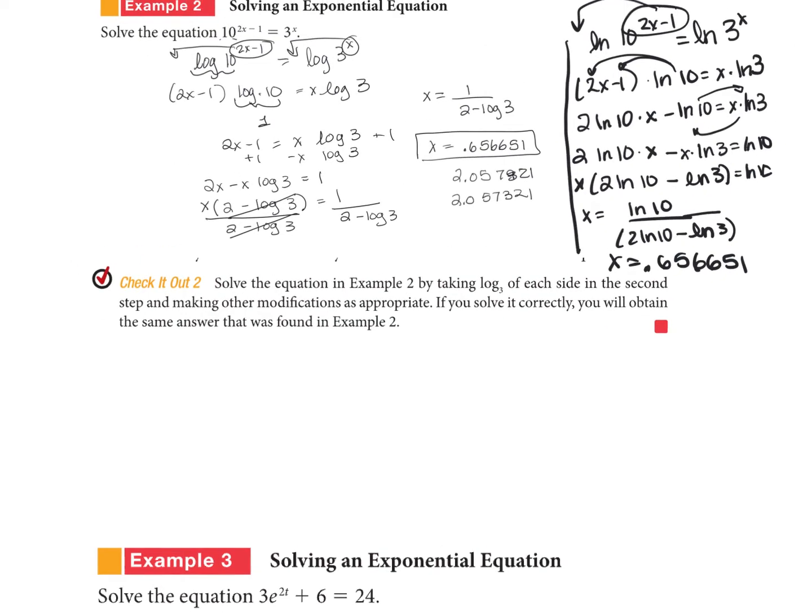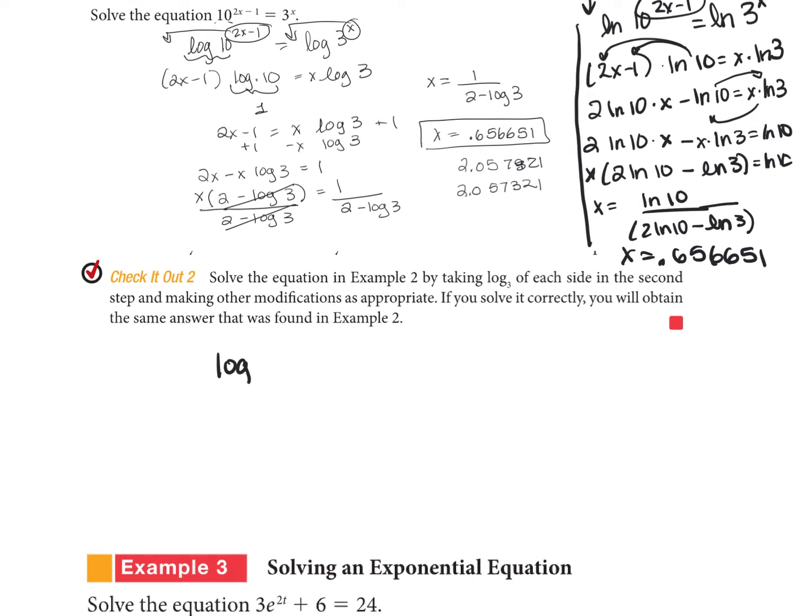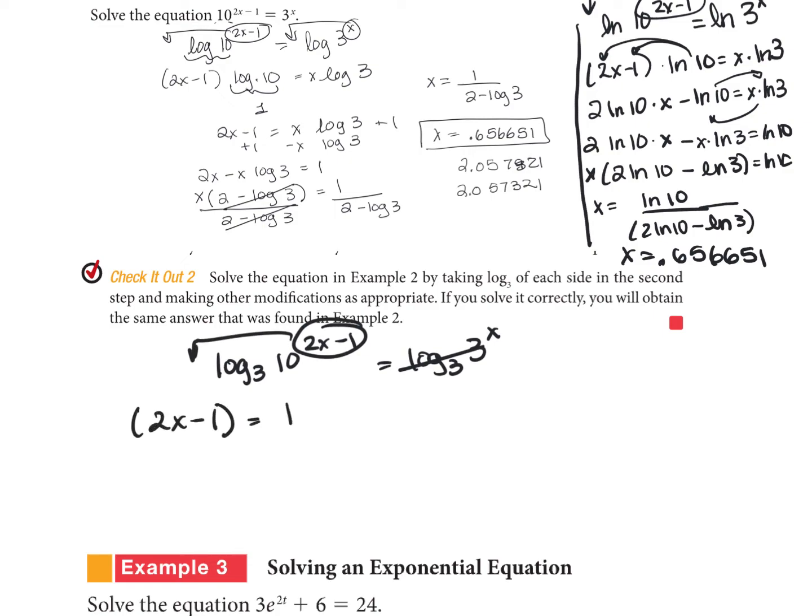All right. Now it says solve the equation in example 2 by taking log base 3 of both sides. So if I take log base 3 of both sides, I'm going to have log base 3 of 10 to the 2x minus 1 equals log base 3 of 3 to the x. Those are going to cancel, and this is going to come down. I have 2x minus 1 times log base 3 of 10 equals x. Now 2 log base 3 of 10 times x minus log base 3 of 10 equals x.